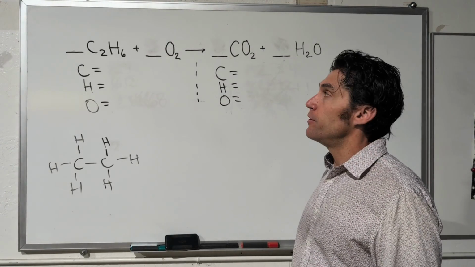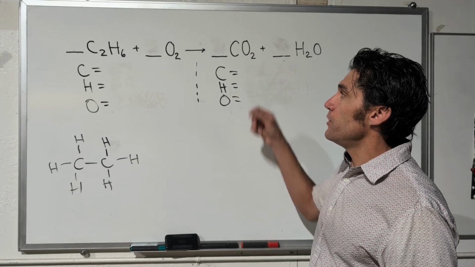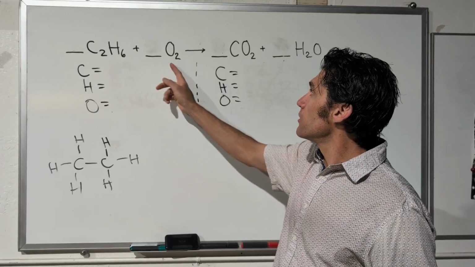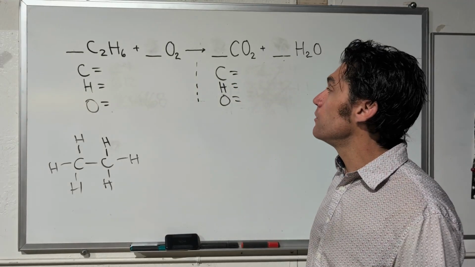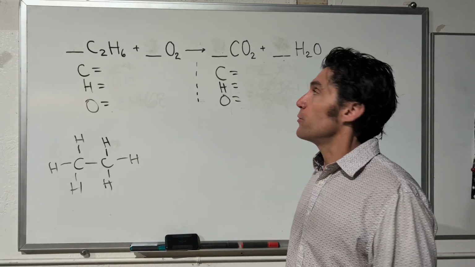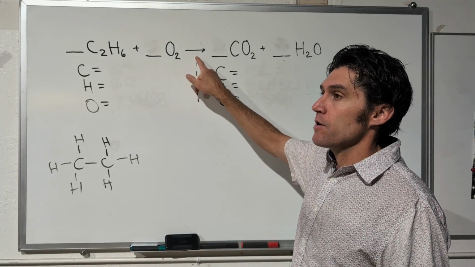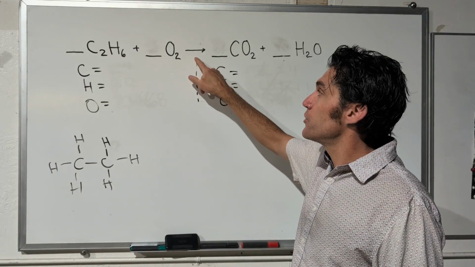Okay, so the first thing we got to do is balance this equation. This equation has chemical formulas that represent the molecules involved in the equation. This side is the reactants, this side is the products. That arrow tells us that there's a reaction taking place.